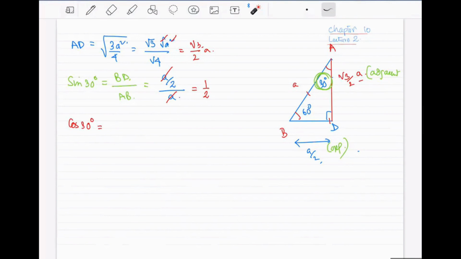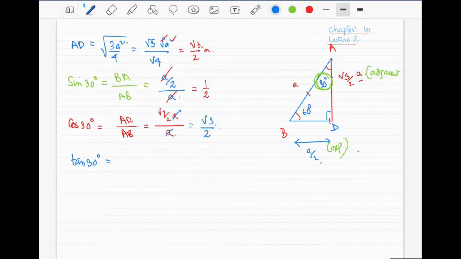Cos 30 is adjacent by hypotenuse. Which one is the adjacent? Adjacent, I have just written it. Adjacent is this one. So adjacent is AD divided by hypotenuse AB. AD is how much? Root over 3 by 2A. Then hypotenuse is how much? Now, similar to the previous one, I can cancel out A and A. Same thing. What is remaining is numerator, root 3 by 2. Denominator, only 1 is remaining. You can ignore the 1. So we will have how much?